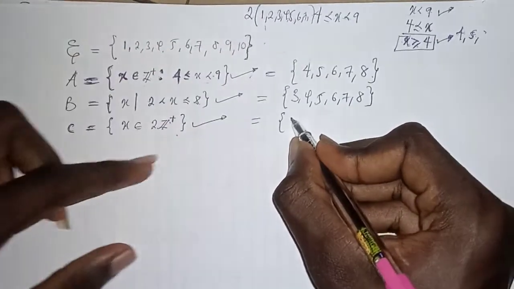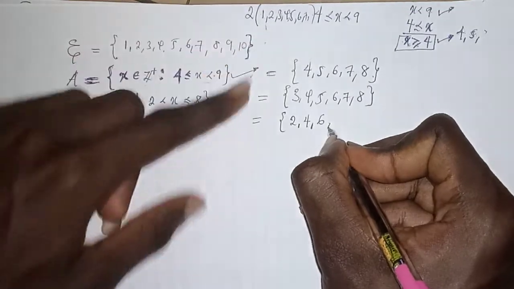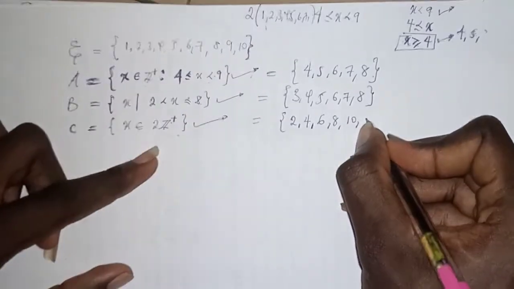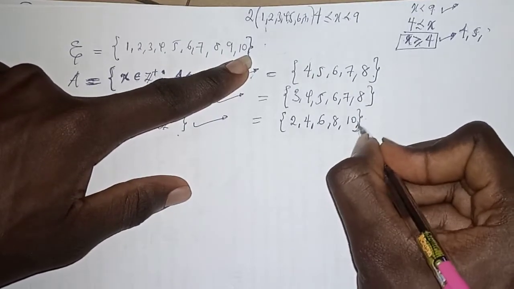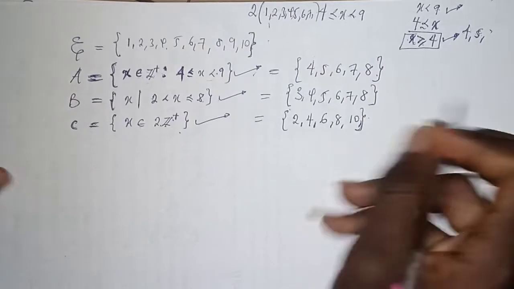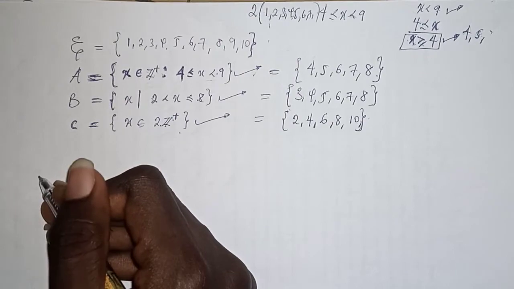I'll end up having 2 times 1, that's 2. 2 times 2, 4. 2 times 3, 6. 2 times 4, 8. 2 times 5, 10. 2 times 6, 12. But I'm not allowed to go beyond the universal set. This is the boundary, so I stop at 10. Do you understand that? So from here, I can decide to form any question myself. I'll try my best to explain this.